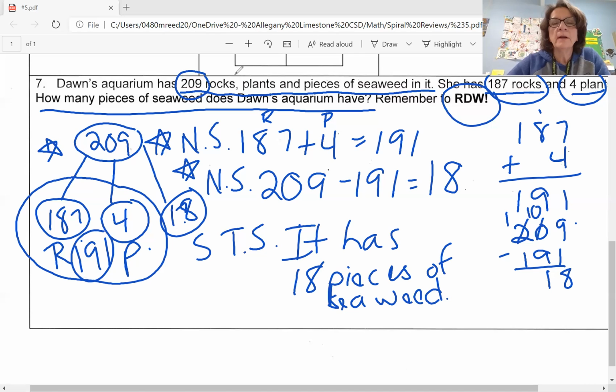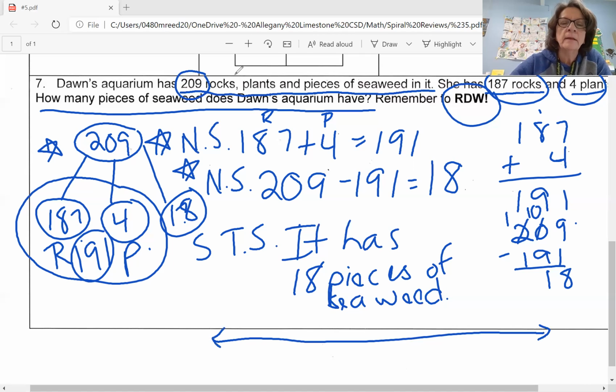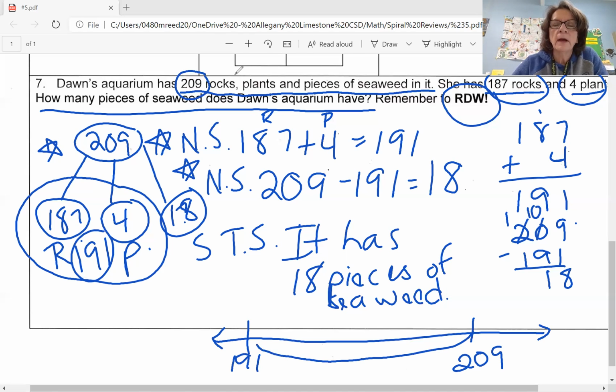Okay, I just want to show you one other thing here. 209 minus 191, we can find differences on a number line as well. And I kind of like this method. So if we're finding the difference between 209 and 191, we put our smaller number to the left and our bigger number to the right. Okay, and we want to find that difference from 191 to 209. So let's try to get to a friendly number. Friendly numbers end in 0.